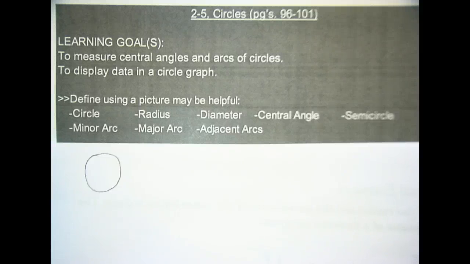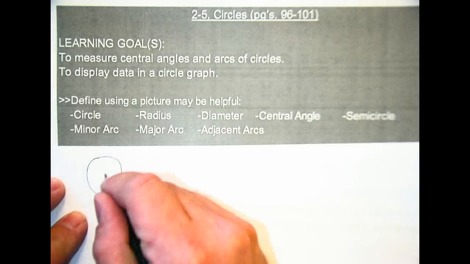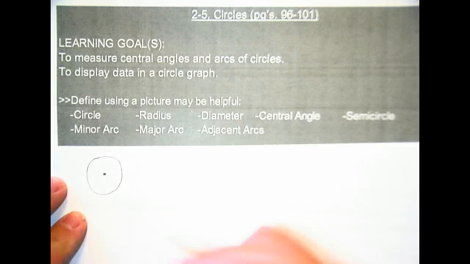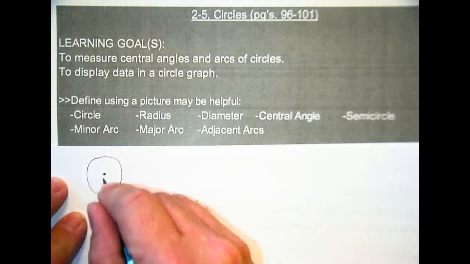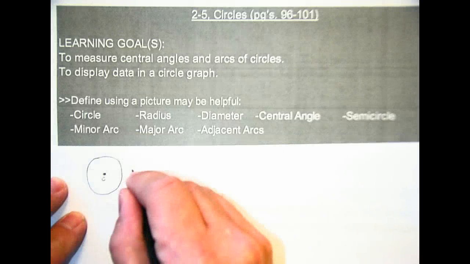So we're dealing with circles today. Okay? And to define using a picture is for sure a great route to go with these. A circle, obviously most of you know what a circle is. I'm assuming you've seen them. Just so you know, we name a circle by its center point. So if this was, say, center point C, we would call this circle C.